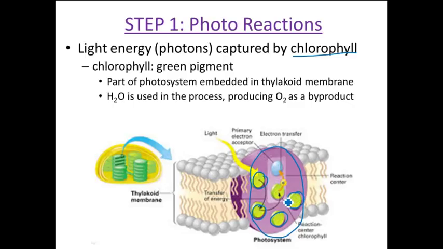The chlorophyll is important because it's going to absorb the sunlight. And this is where water is used, and oxygen is given off as a byproduct.